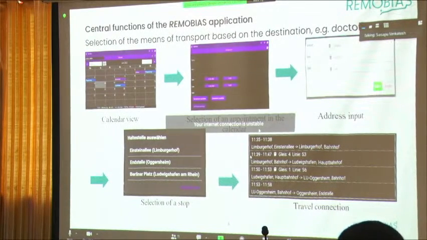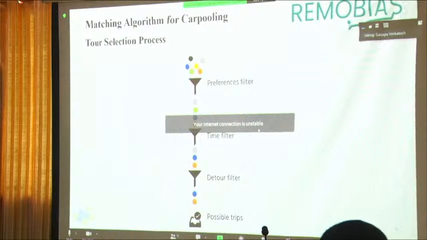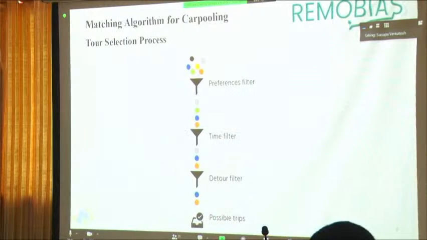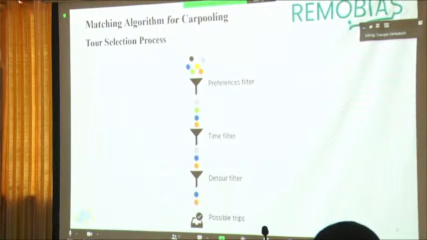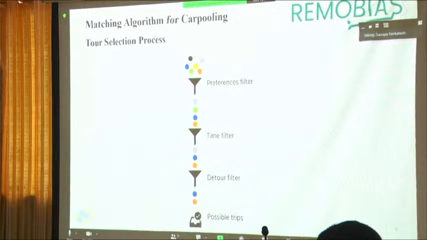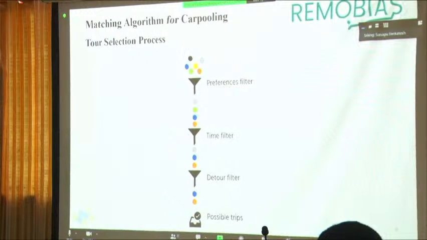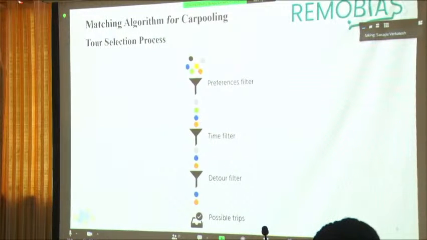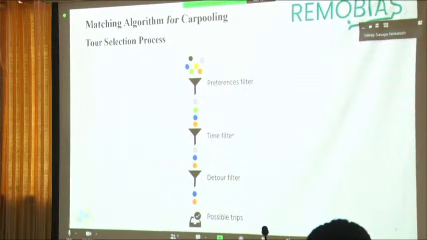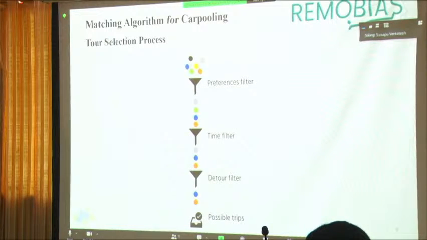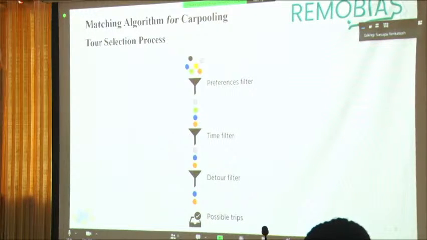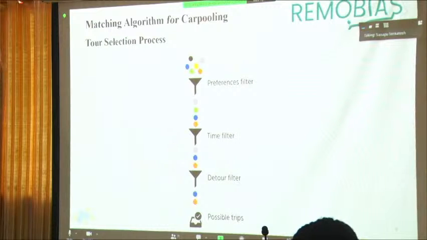Apart from this, we have also implemented preferences. For example, if the user wants to have a music system, he can select only the rides offering music, or smoking, or whatever it may be. These are extra filters, and he can also select the time. So our actual carpooling system works on the principle of detours.